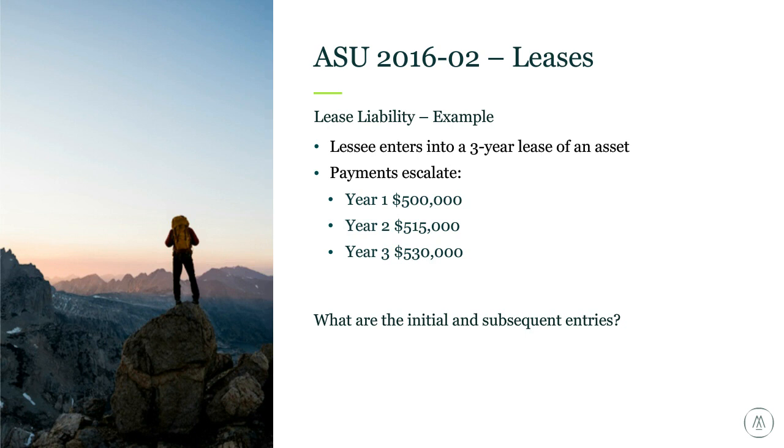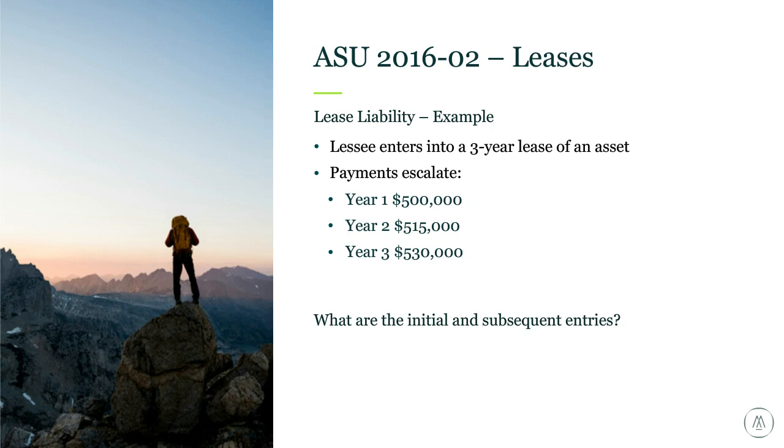So we have a typical lease here. I've simplified it in that there are no initial direct costs. I've ignored that component of it, nor any incentives, so that our liability or asset are going to be the same. But I kept something that was common, which would be a lease escalation over a number of years. So first year we had to pay $500,000, next year $515,000, and the third year $530,000.